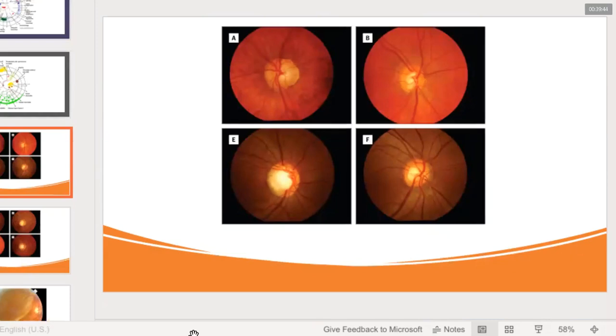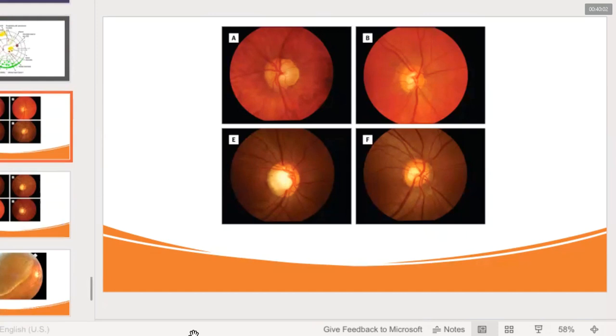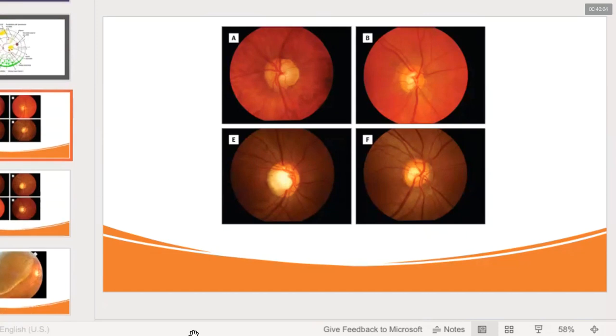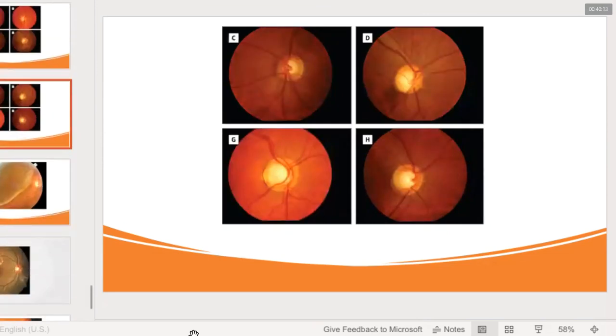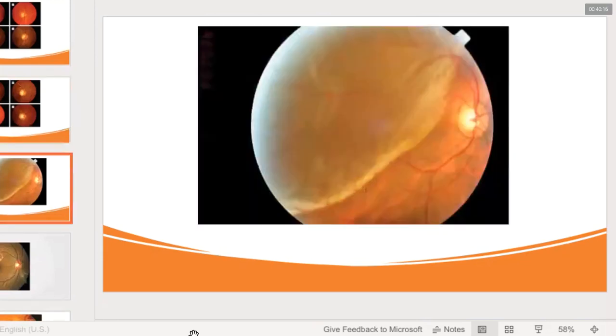So basically over here you can see the optic disc. In A, you can see it's actually elevated, the optic disc, while in B it looks normal. In F, the cup disc ratio is slightly big, but in E you can really see that the cup disc ratio is quite big. I think for me, E will be somewhere around 0.5 or 0.6 cup disc ratio.